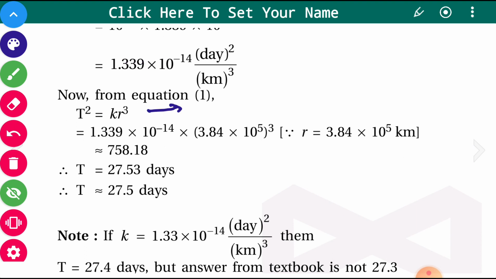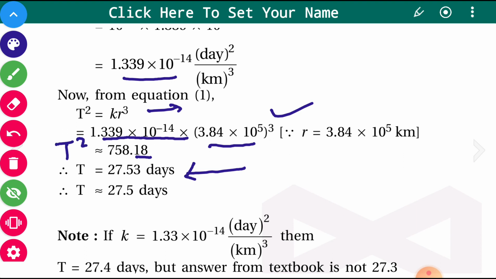Values are written. K we got in days, this value. Then r is the distance, which is given, 3.84 into 10 to the power 5, and the cube of it. So that is done. And if you simplify, then you will have 758.18. And if you take the square root of it, because this is the square, you will get approximately 27.5 days.